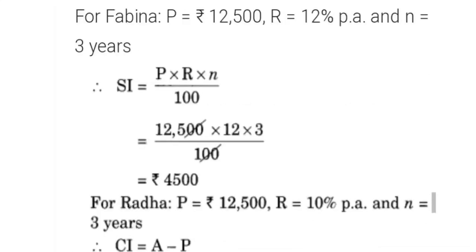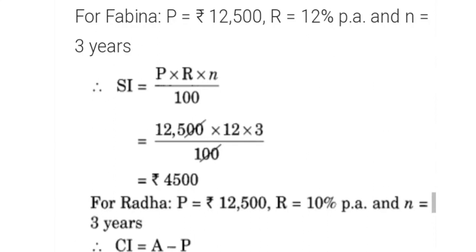Now see the solution. So here principal is 12,500 and rate of interest is 12% per annum and the time period is 3 years. This is for Fabina. Okay, so what we have to find here? Simple interest. So put the simple interest formula PRN upon 100, put all the values. 12,500 into 12 into 3 upon 100. So 0 0 will cut. Okay, so the answer is 4,500.